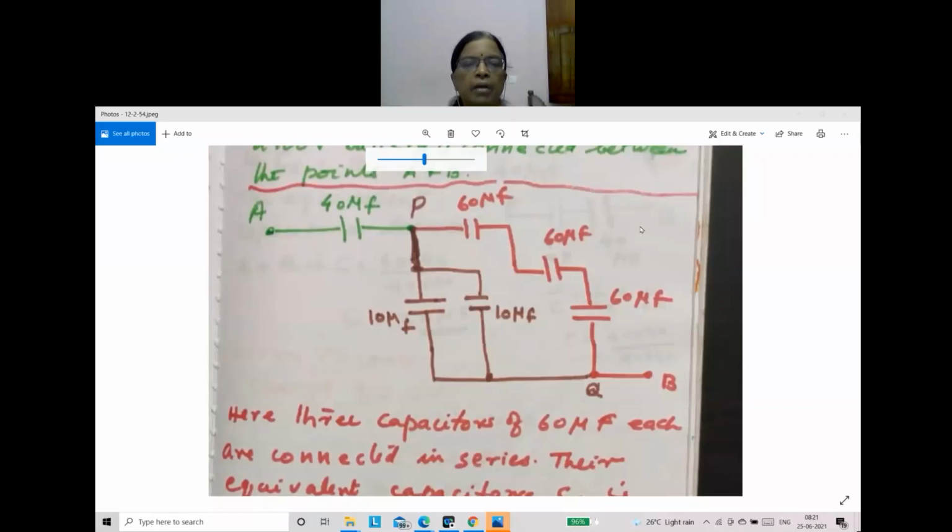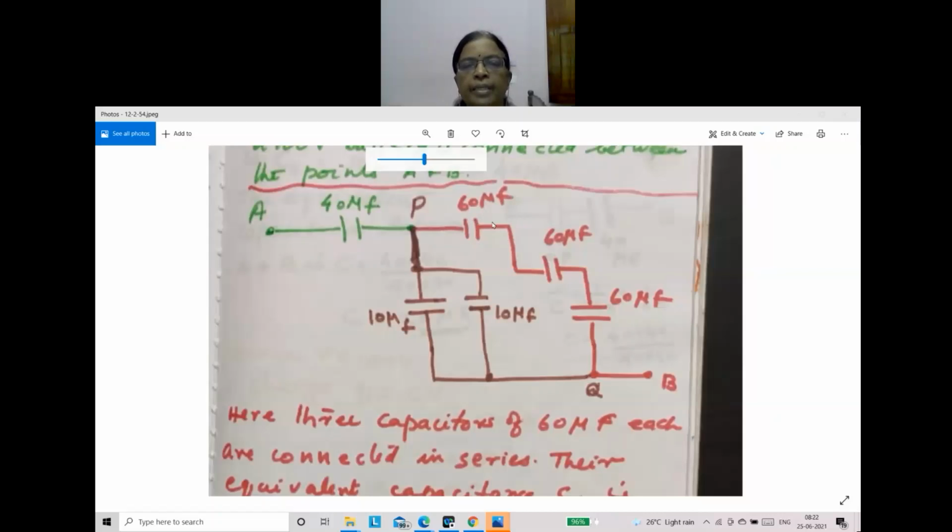Which color is also given now? Which one will you do? The red line, ma'am. Yes, the red line. They are connected positive, negative, positive, negative, positive, negative. These three are connected in series or parallel? Series. So first you have to find the capacitance of these three capacitors.